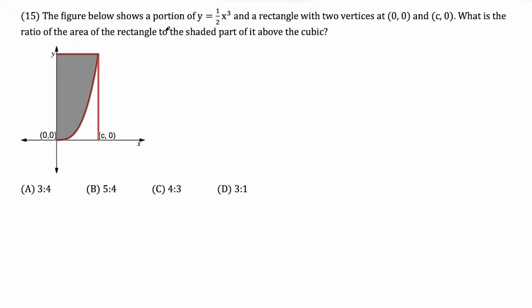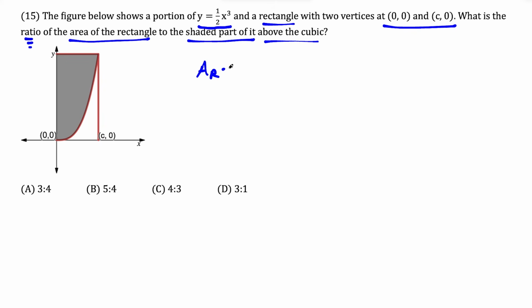Question 15, we have this figure below, and it shows a portion of y equals 1/2 x to the third, and then we have a rectangle with two vertices at (0, 0) and (c, 0), and we want to know what is the ratio of the area of the rectangle to the shaded part of it above the cubic. So for this question here, let's first find the area of the rectangle.